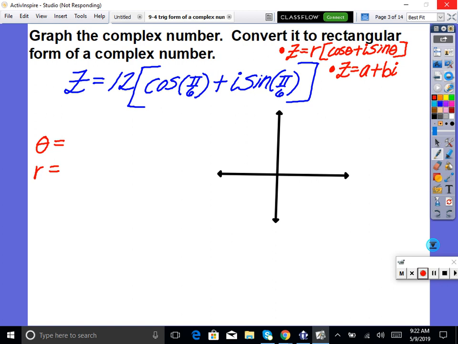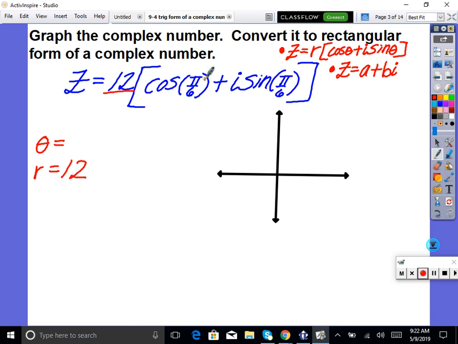Okay, so it says graph the complex number. Now looking at this, it's really easy to graph the complex number. We don't even need to convert. Let's just go with what it says. What's our radius? Based on the formula, look, this is the trig form. So what in the formula was our r? 12. So you'd say my radius is out 12 units.